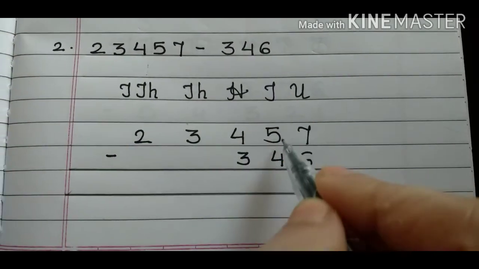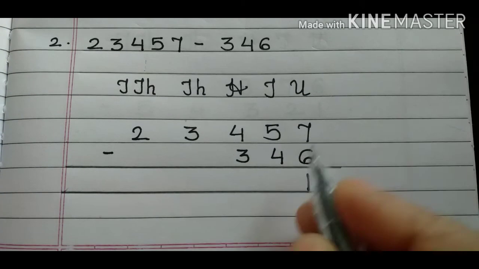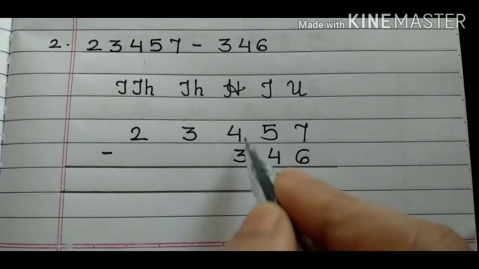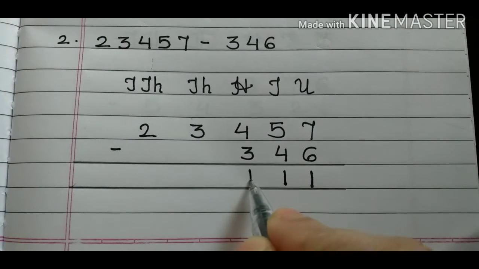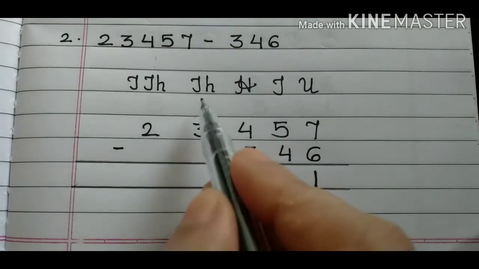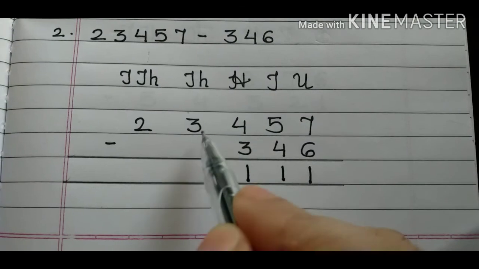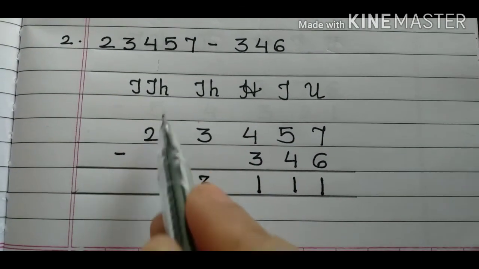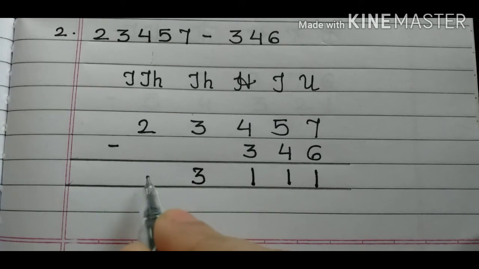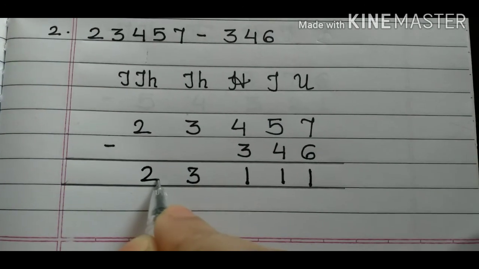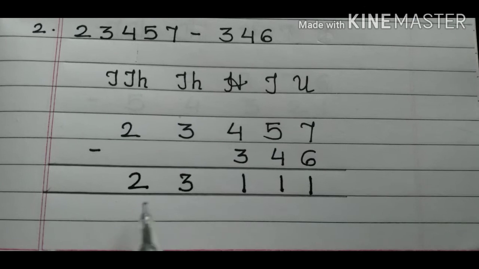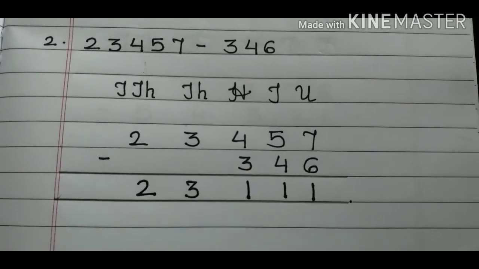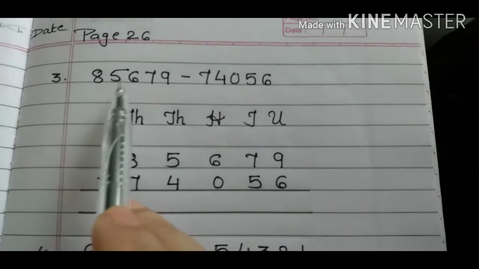In tens place 5 minus 4. 5 minus 4 is also 1. So write down 1 in tens place. In hundreds place 4 minus 3. 4 minus 3 is also 1. Write down 1 in hundreds place. And in thousands place only 3 is there. So write down directly 3 in thousands place. And in 10,000s place also only 2 is there. So write down directly 2 in 10,000s place. So our answer is 23,111.